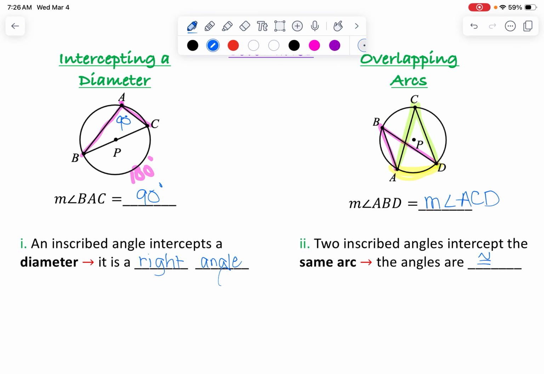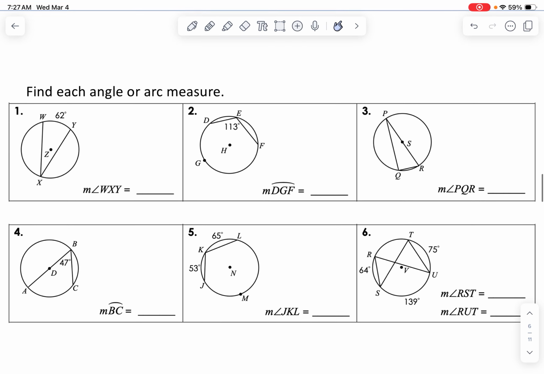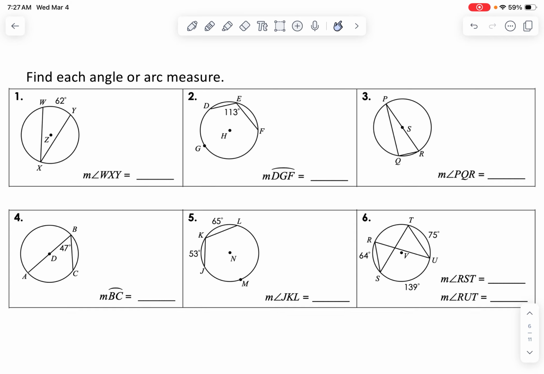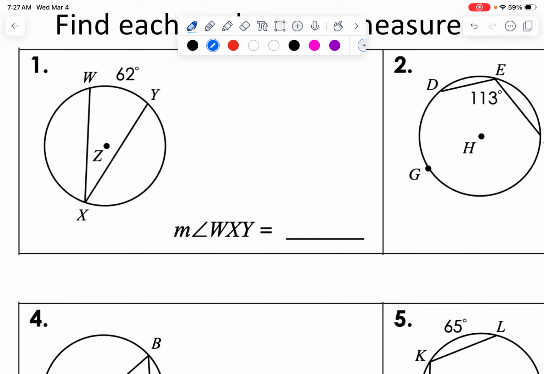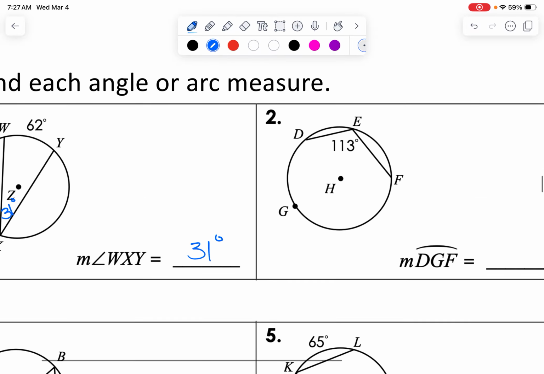Okay, so we're really going to use that property and its couple of corollaries to answer some questions, and hopefully everything makes sense. So, okay, find each angle or arc measure. All right, well, here, this is the intercepted arc. That means this angle here is half of that. So that's 31 degrees. So the measure of arc WXY is 31, right?